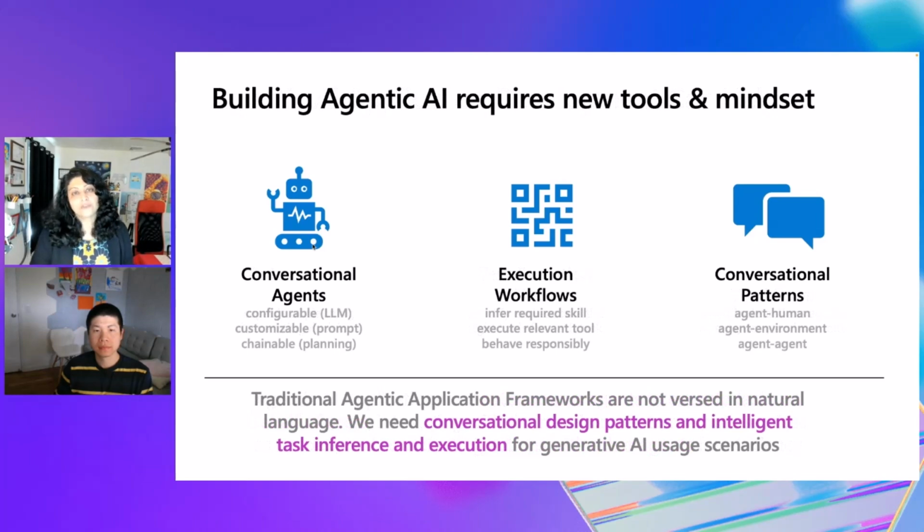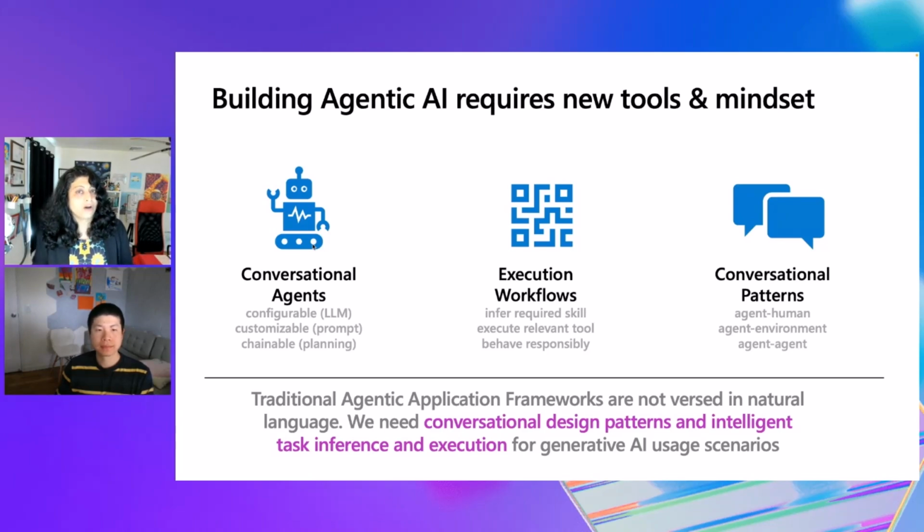That mindset is what helped us get towards looking at Autogen. So when you think about agentic AI with frameworks like Autogen, you really think about three things. First, conversational agents. A conversational agent is one that can communicate with other agents and with the user and the environment using natural language. It should be configurable, so it can use a large language model. It should be customizable, so we can engineer the prompts. And it should be chainable, so it can plan and execute in collaboration with others.